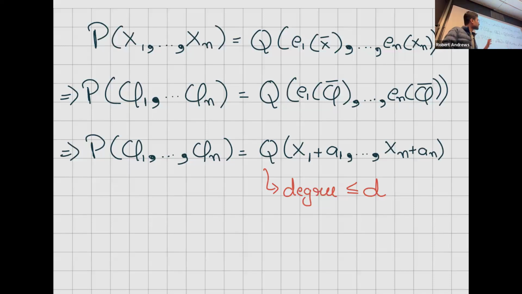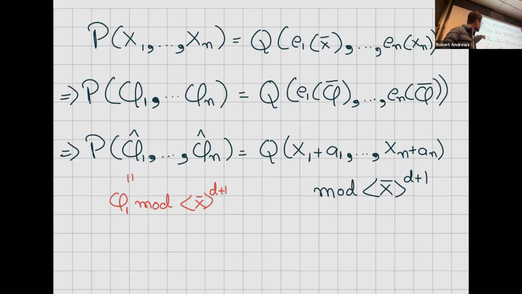Now if you compare both the sides, on the right hand side you have a polynomial of degree at most d. On the left hand side it looks like you're composing P with some power series, so it looks like some infinite object. But since it's equal to a polynomial of degree at most d, this should be of degree at most d also. So this equality holds even if I throw away large degree terms. Now I can take the mod that is there inside the P. So essentially I can replace the phi's with phi hats.